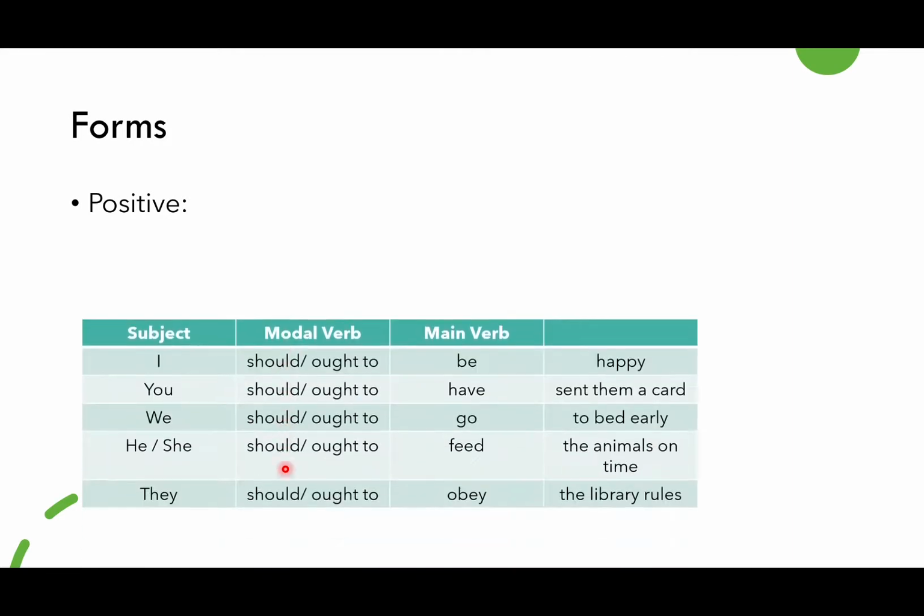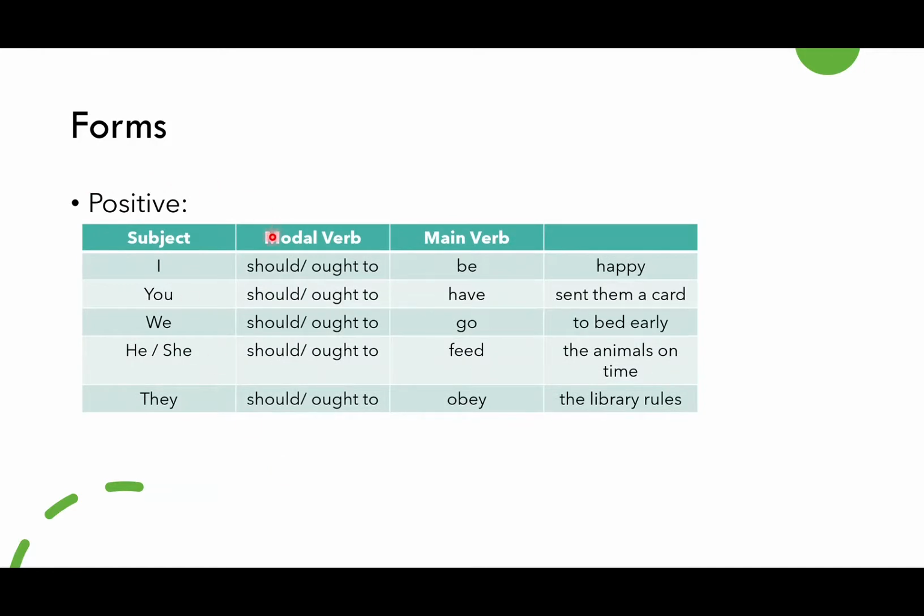Now let's look at the forms. Positive: subject, modal verb, main verb. I should or ought to be happy. You should or ought to have sent them a card. We should or ought to go to bed early. He should or ought to feed the animals on time. They should or ought to obey the library rules. Do you get it? I hope you get it.